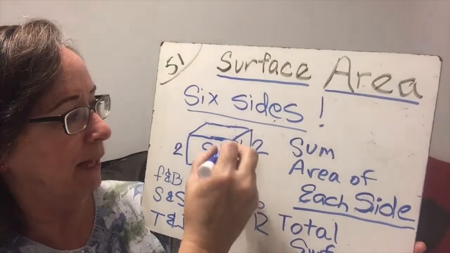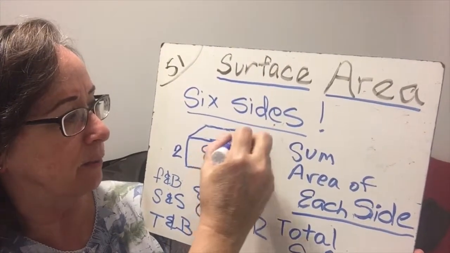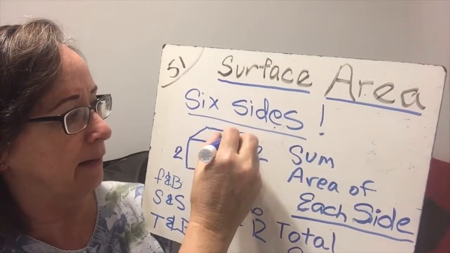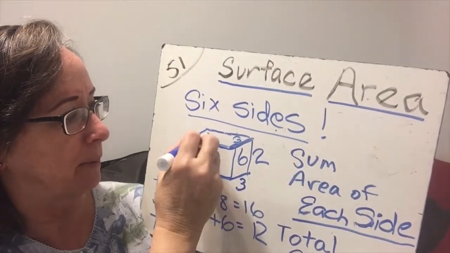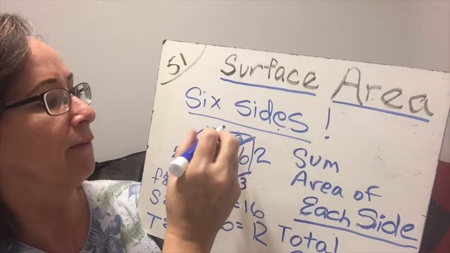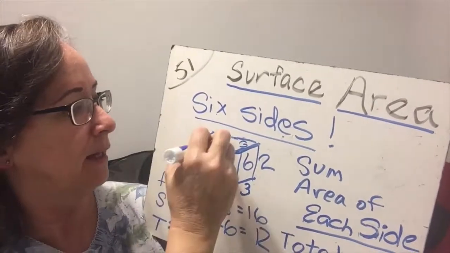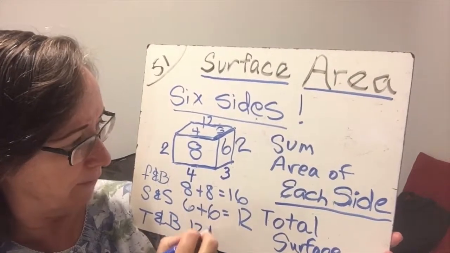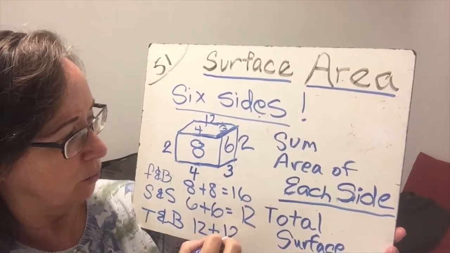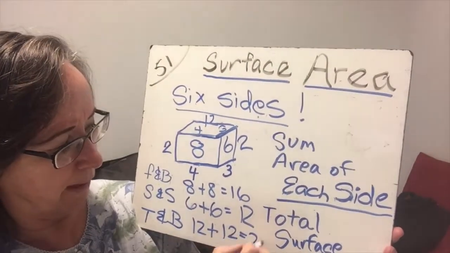So let's see, we have this one down here is 3, so isn't this one right here 3? And then this one right here was 4, so this one up here is also 4. So we have 3 times 4 is 12. So this side is 12, and the one on the bottom is 12. So we have 12 plus 12 is 24.